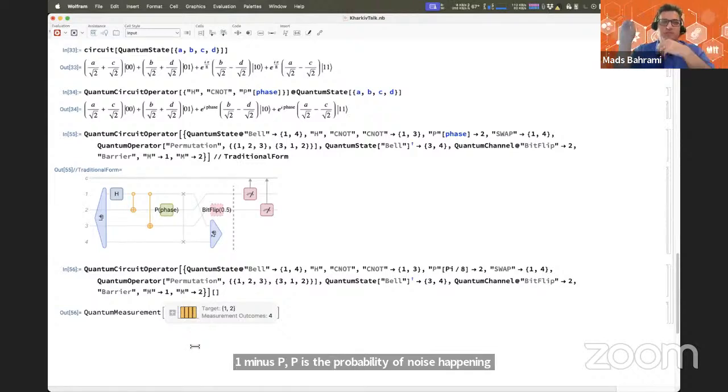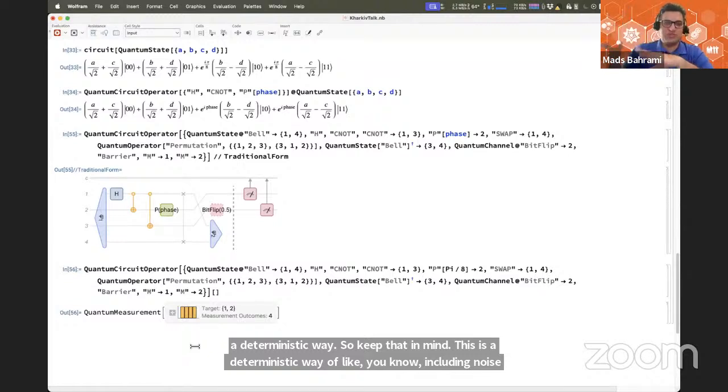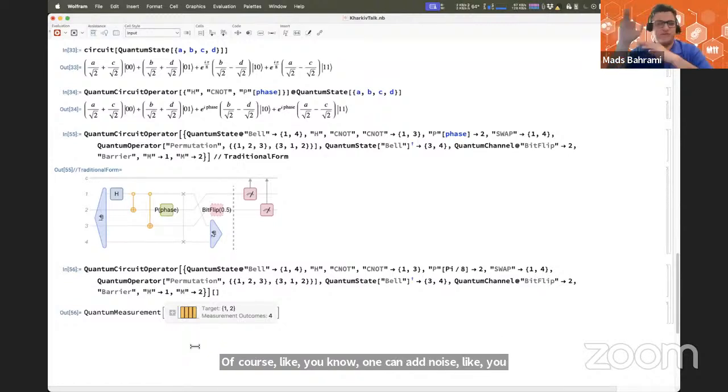Nothing happens with the probability of P, a bit flip happens. Basically, a NOT gate happens. So that's how you can include noise in a deterministic way. Keep that in mind, this is a deterministic way of including noise. Of course, one can add noise in a stochastic, non-deterministic way. That's a different story. We can also talk about how you can model it in Mathematica.